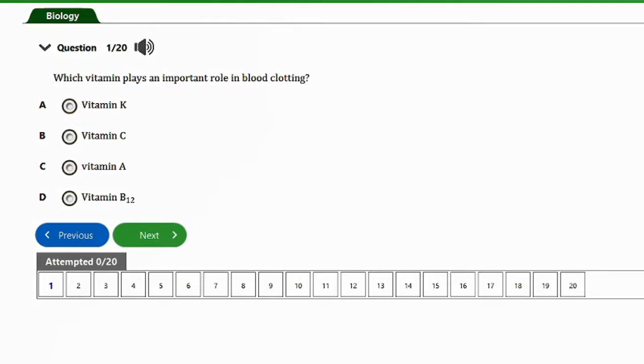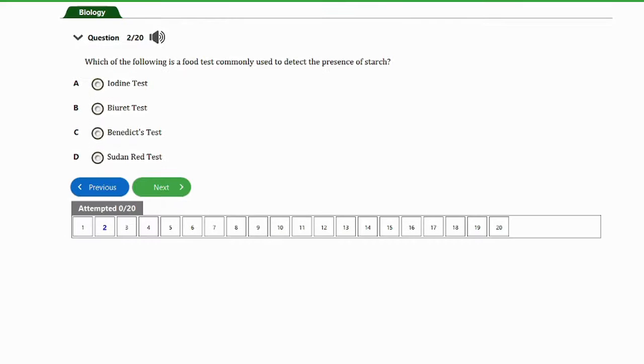Vitamin K plays an important role in blood clotting. It is a fat-soluble vitamin that is involved in the production of several proteins necessary for blood clotting. So without sufficient vitamin K, the blood will not clot properly, and this will lead to excessive bleeding. So let's look at the next question. And that's question number 2.